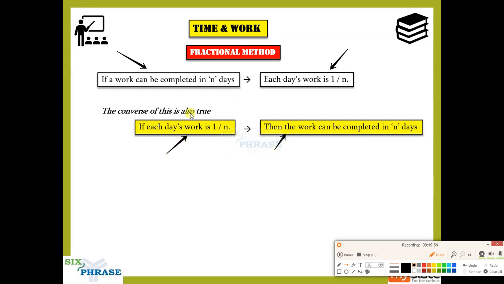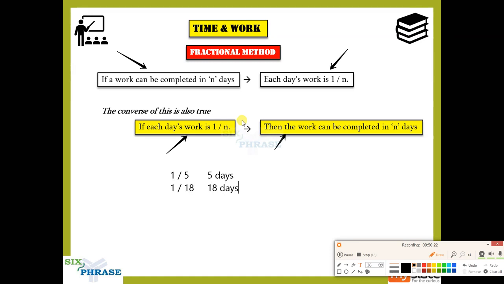If you're able to complete a work in 2 days, 1 day's work is 1 by 2. If 1 day's work is 1 by 2, you'll be able to complete the work in how many days? 2 days. If 1 day's work is, let's say, 1 by 5, you'll be able to complete this work in 5 days. Let's say 1 day's work is 1 by 18. You'll be able to complete this work in 18 days.